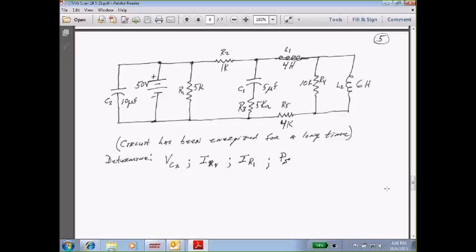Okay, now the voltage for C2. Well, it's in parallel with our source voltage of 50 volts. And once it is fully charged, then it would be charged to that voltage level that's applied to it. So it would be 50 volts.